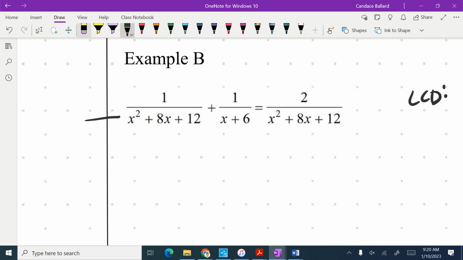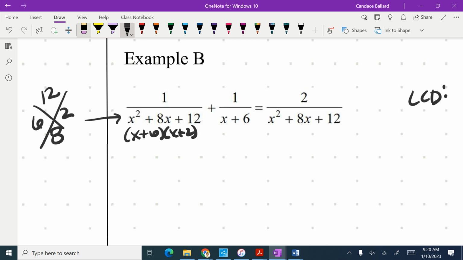Okay, what did we have to do to this denominator right here? Magic X. Good. Two numbers that multiplied to 12 and added to 8. What'd you get? So we got (x + 6)(x + 2). Isn't this the same denominator? That was really nice of him, wasn't it? I won't be that nice.